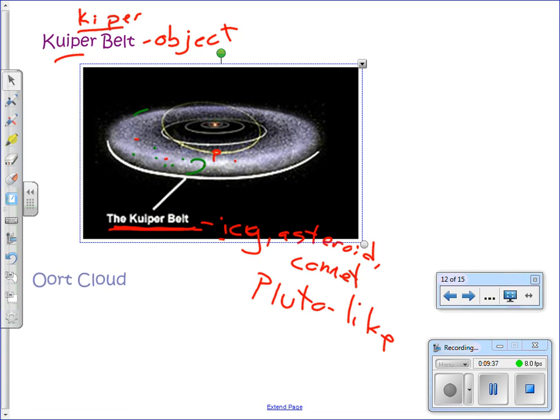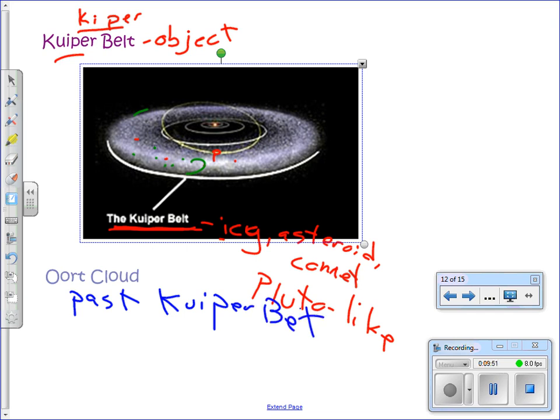Then there's something else called the Oort cloud. The Oort cloud is past the Kuiper belt, but this is more spherical. So it's not just, the Kuiper belt is more narrow, like an orbit. The Kuiper belt is kind of, or excuse me, the Oort cloud is kind of in all directions. And this is where it's generally thought that comets come from.